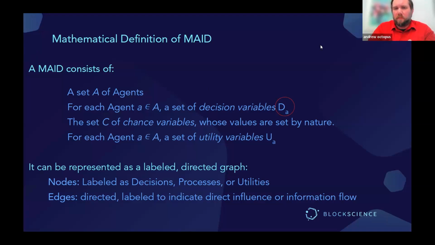We have a set of chance variables whose values are set by nature. And then we also have a set of utility variables for each agent. And this is communicating the same information just in a more mathematically formal way. Where the structure that we just saw comes in is you can represent it as a directed labeled graph in the sense of a graph from graph theory, where the nodes are decisions, processes, or utilities. And the edges come in two types. They're labeled to either indicate direct influence or information flow, as we talked about a moment ago.